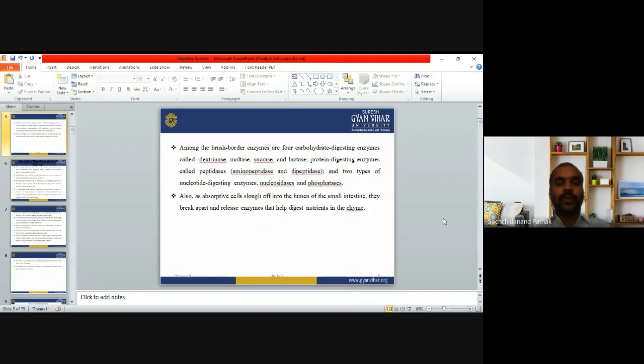Also, absorptive cells slough off into the lumen of the small intestine. They break apart and release enzymes that help to digest the nutrients in the chyme.